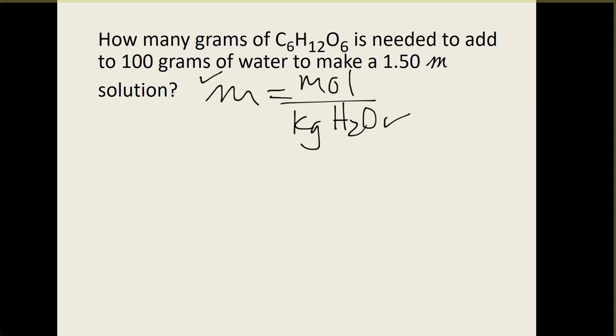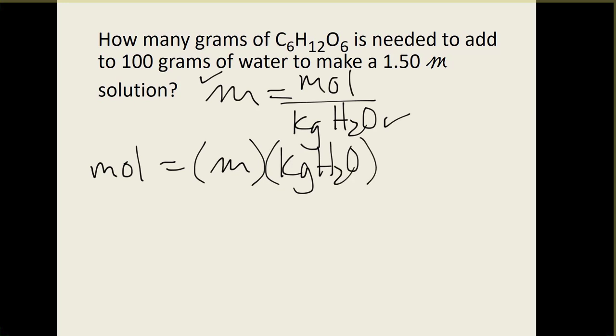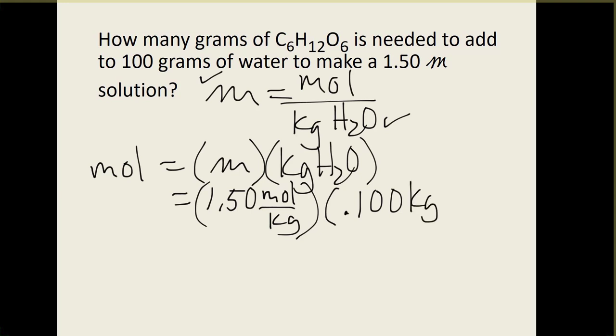So this one, we kind of have to work backwards. So we're going to solve for moles. So moles is equal to my molal times my kilogram. And solving for this, I get 1.50. And I'm going to take it out of the little m and put moles per kilogram. So we can see how that cancels. Next, I have my 100 grams. So I'm going to change that by moving my decimal over 3 places. So I have kilograms, and I'll multiply this out, and I get 0.15 moles.